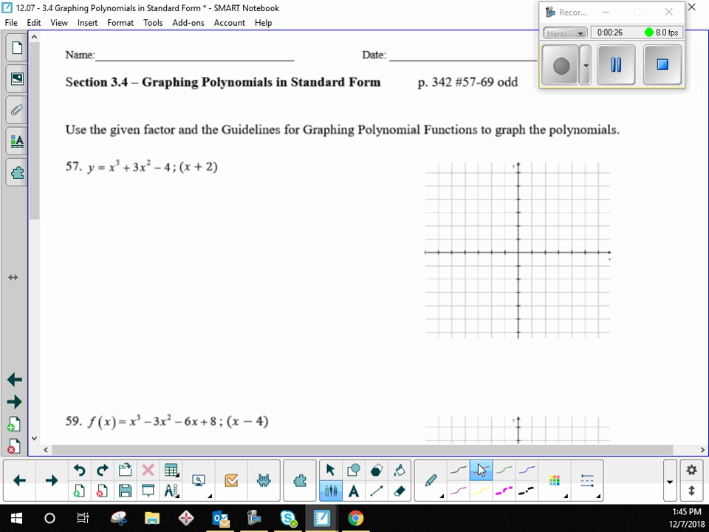So the first step on your notes right here, EB, determine the end behavior of the graph. We're going to do that first. The degree is odd. The a is positive. How's that going to go? Down, up.